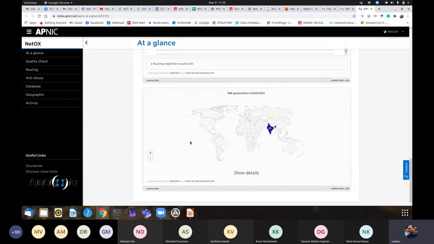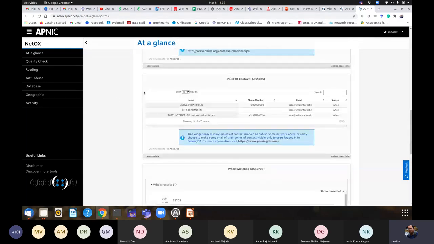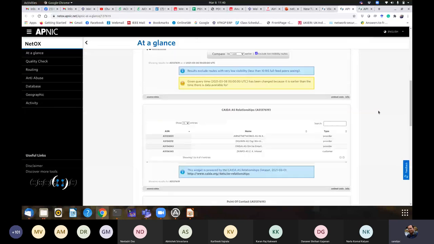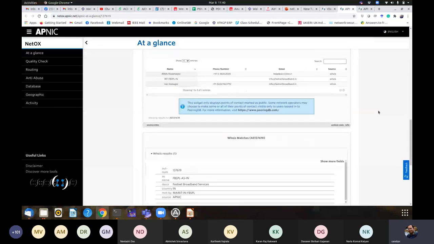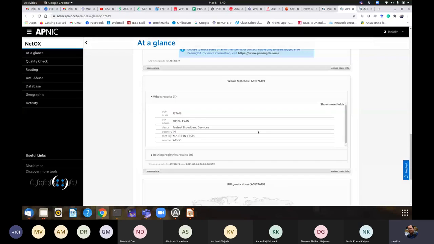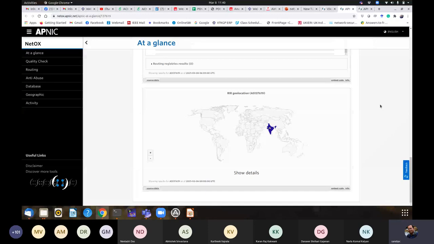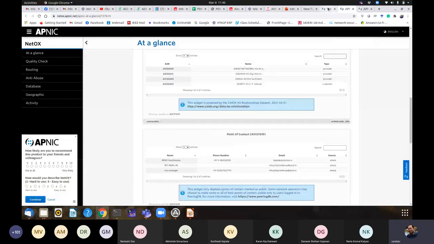So this is another autonomous system called FBSPL, something like Fastnet broadband service, some broadband service provider. Whoever is providing you the broadband service, their autonomous system it is, and its detail is given here. So that is actually a kind of exercise for you in this entire graph.